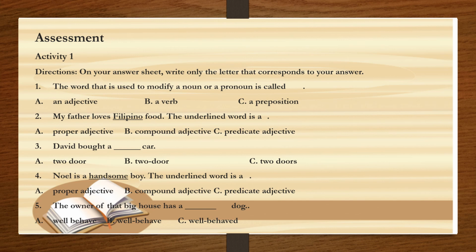And for assessment, activity 1, directions. On your answer sheet, write only the letter that corresponds to your answer. Number 1, the word that is used to modify a noun or a pronoun is called A, an adjective, B, a verb, C, a preposition. Number 2, my father loves Filipino food. The underlined word is A, a proper adjective, B, a compound adjective, and C, predicate adjective.